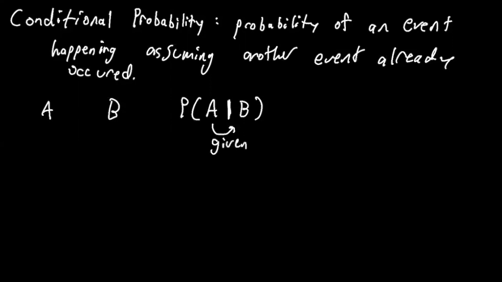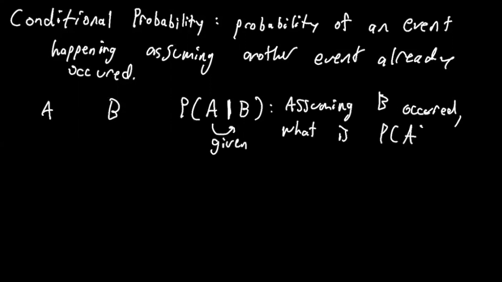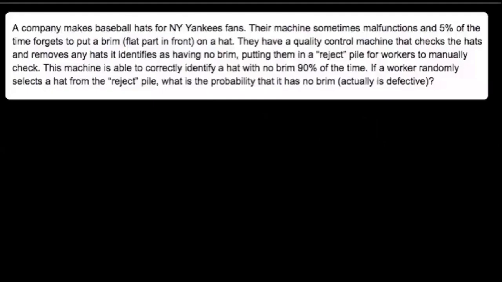And what this means is, assuming B occurred, what is the probability of A? And this first part, B occurring, is important because if B occurs, it could have an effect on the probability of A. It could change the probability of A happening. So first we'll go through a quick example.